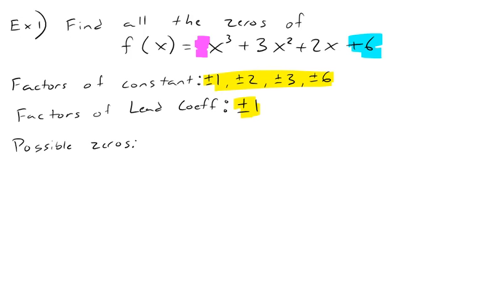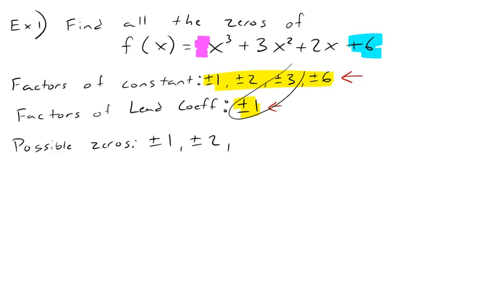The possible zeros are all of these divided by all of these. So 1 divided by 1 is plus or minus 1. That was this here. Then I'm going to go 2 divided by 1, which will be plus or minus 2.